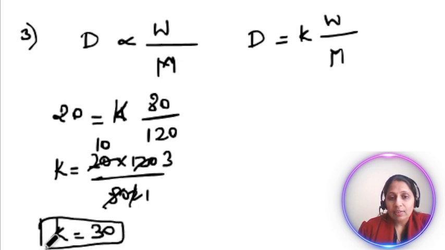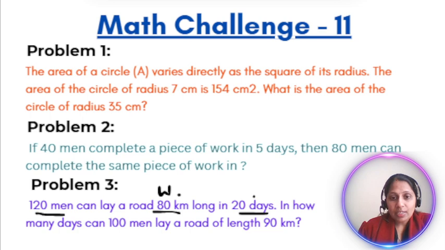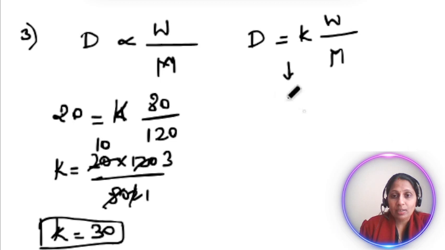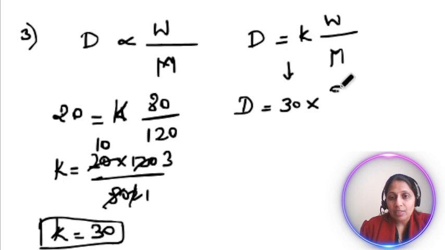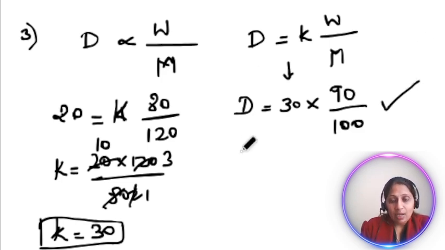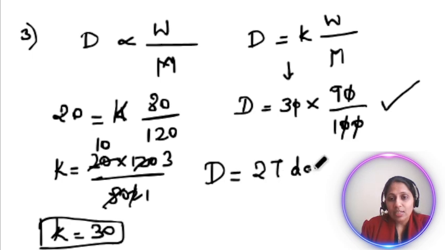Now we have got the k value. Now set up the equation for the next condition using the same relation. In the next case, we have to find the number of days for 100 men and 90 km. So days is what we need to find. K we got as 30 times, and the length of the road that we want is 90 km, and 100 men. Now we have set up the equation, right? Now go for solving it. So 0 and 0 we can cancel, this 0 we cancel. So days equals 3 times 9, which is 27 days you need.